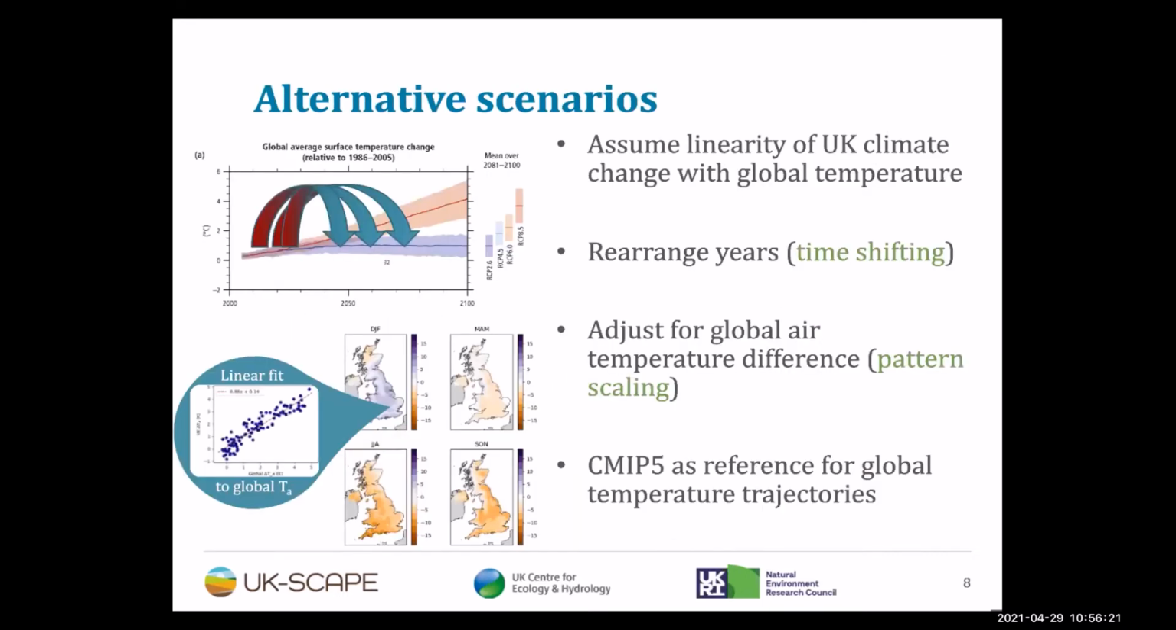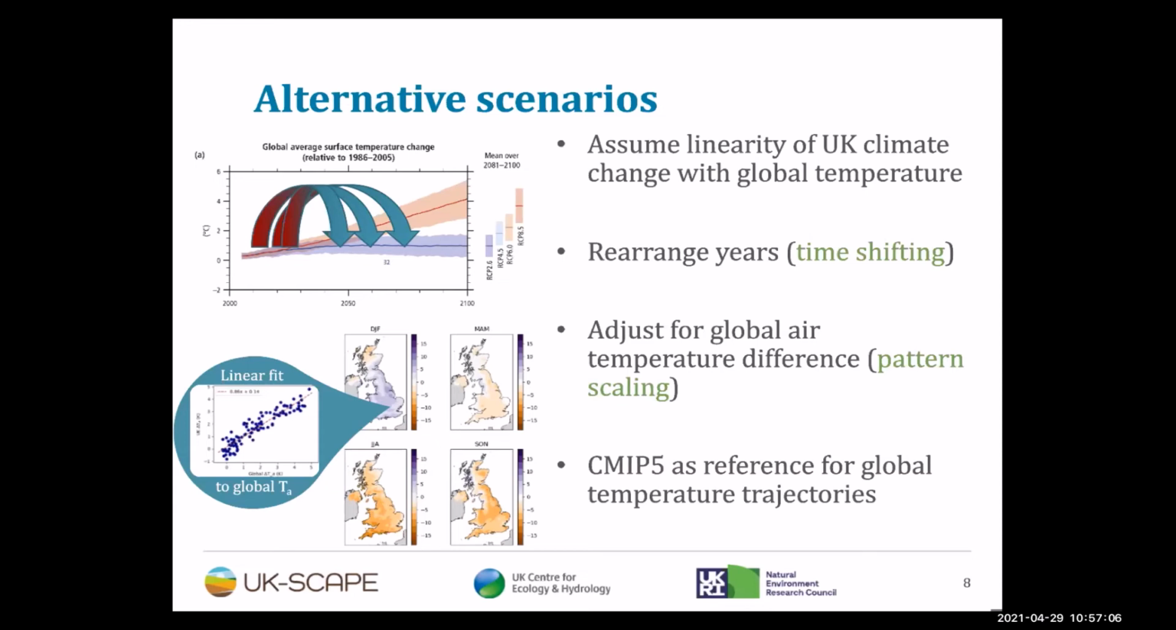Next slide, please. The final step that we do is to create our alternative scenario. UK-SCAPE 18 only provided RCP 8.5, but we can use those data to give us an estimate of other warming scenarios if we assume that there's a linearity of UK climate change with global temperature. That means that for a given increase in global temperature, we're assuming it has the same impact on UK climate, no matter whether you get there very quickly because you're going through RCP 8.5 and warming very quickly, or if you get there very slowly because you're in RCP 2.6 or 4.5. We're assuming that there's a direct relationship between global temperature increase and UK climate change.